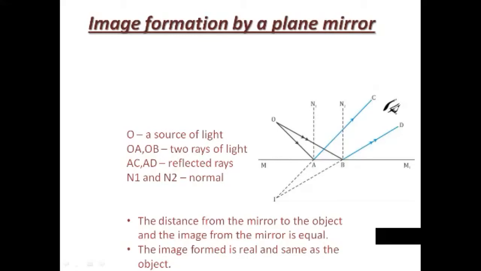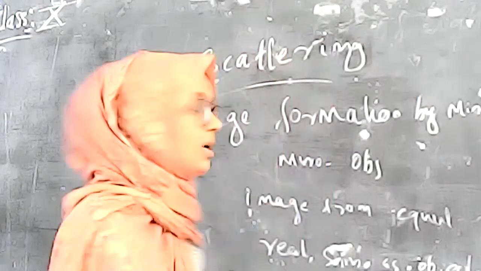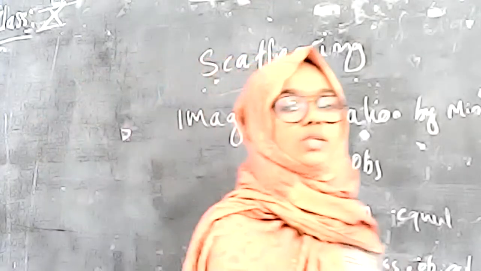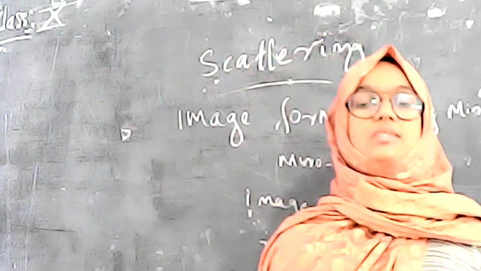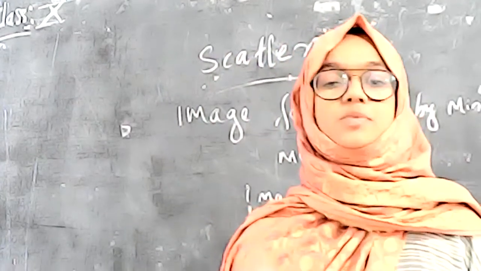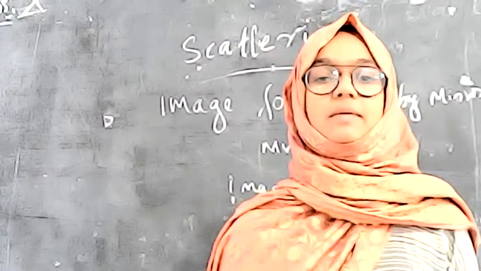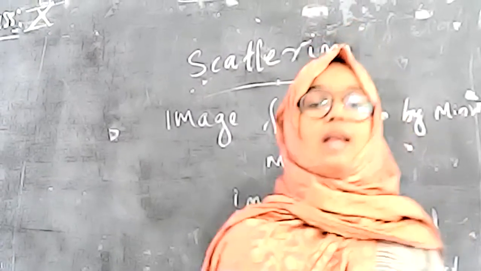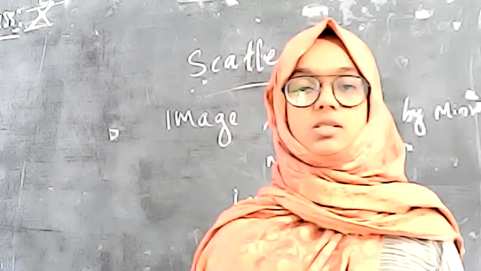So when we look into a mirror, we can see the same image, a real image of the object. That is image formation using a plane mirror. We can see that an image is formed when an object is shown to the plane mirror. So here we are using a plane mirror and a light source, and we got the image of the light source.